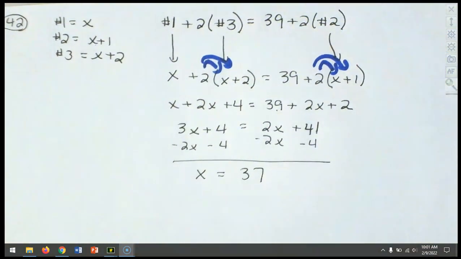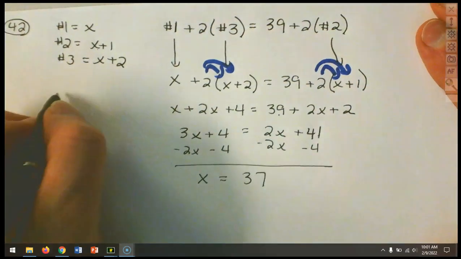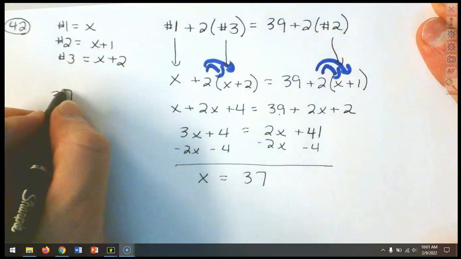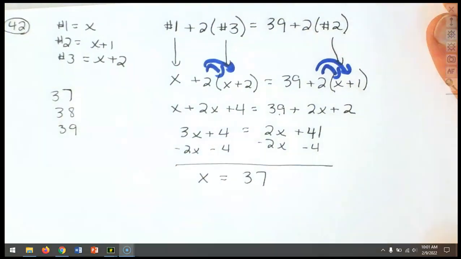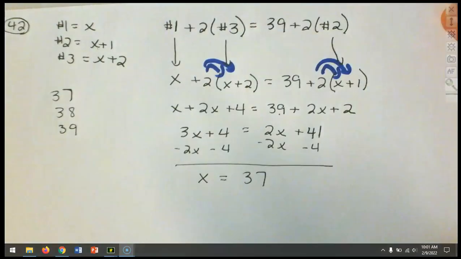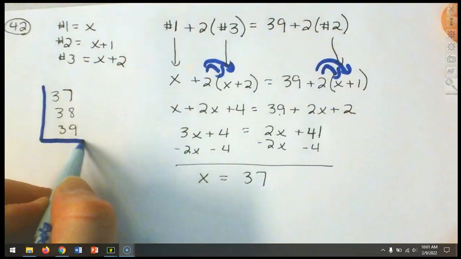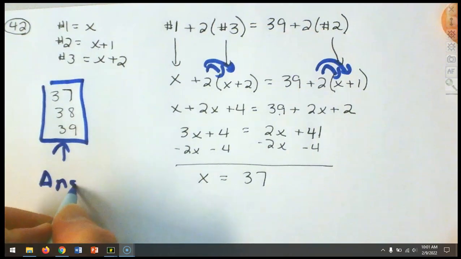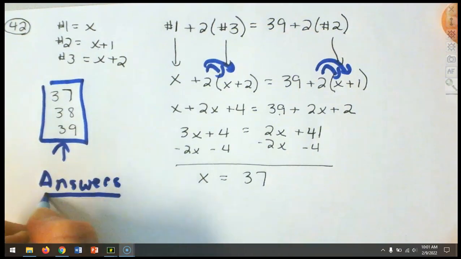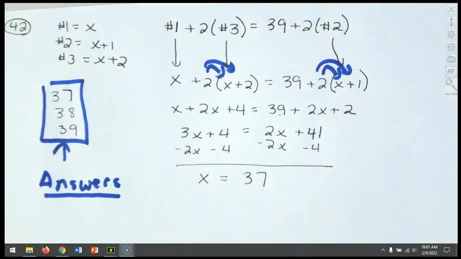That's your answer. Now, how do we write it so it's correct? We want what? We want all three of the numbers. So what would all three of the numbers be? 37, add one more makes it 38, and add one more makes it 39. So these are the actual answers. You've got all three of them. Is everyone okay with that?